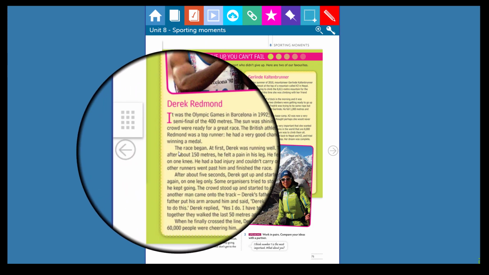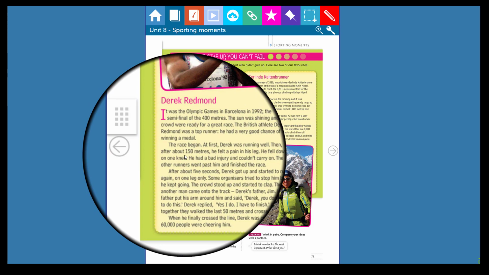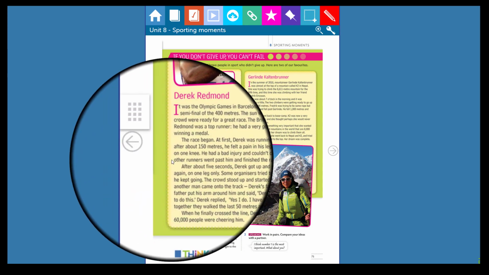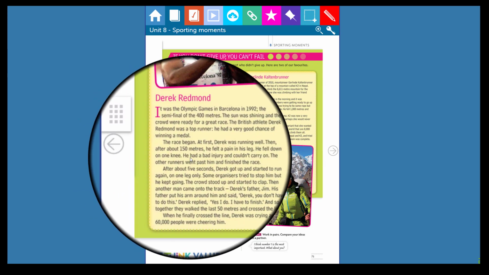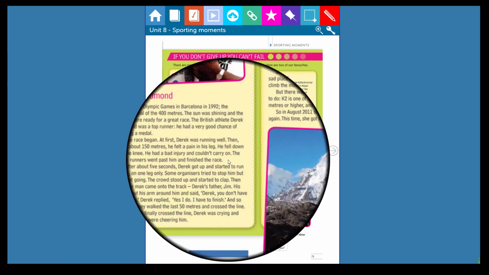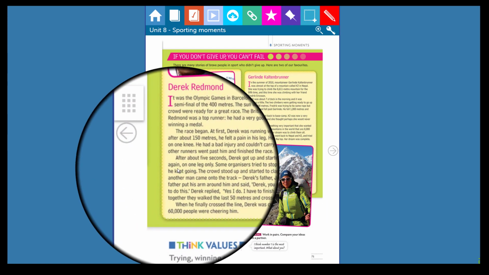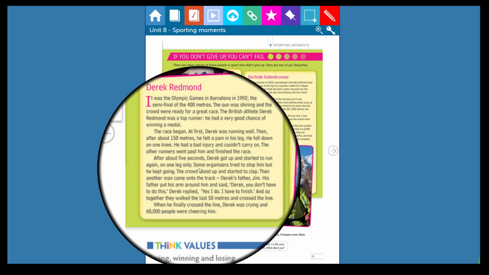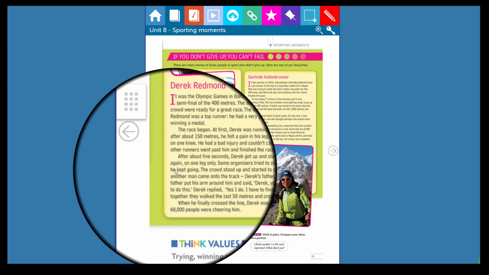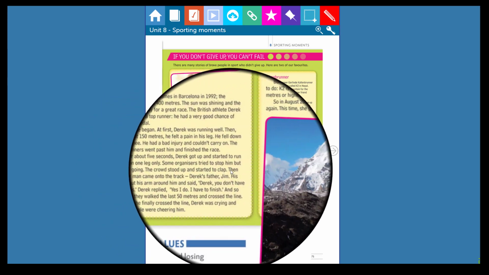The race began. At first, Derek was running well. Then, after about 150 meters, he felt a pain in his leg. He fell down on one knee. He had a bad injury and couldn't carry on. The other runners went past him and finished the race. After about 5 seconds, Derek got up and started to run again, on one leg only. Some organizers tried to stop him, but he kept going. The crowd stood up and started to clap.